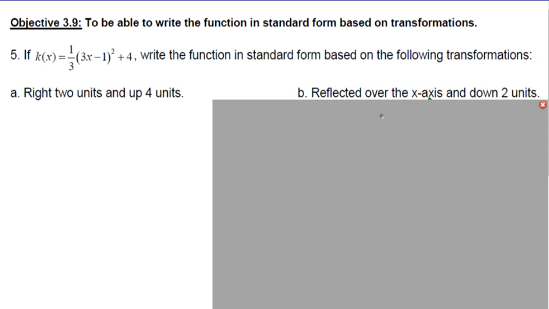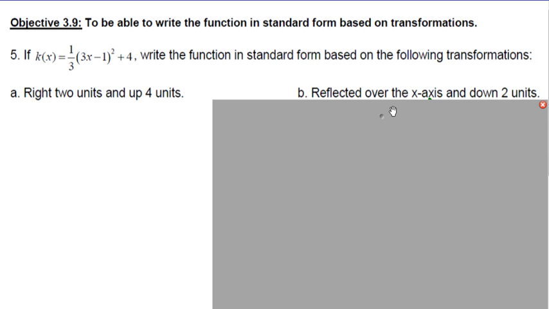Objective 3.9, to be able to write the function in standard form based on the transformations. So here we have our function k of x. We can tell that it's a quadratic function because it's the power of 2. We want to take our function and reflect it over the x-axis and move it down 2 units.